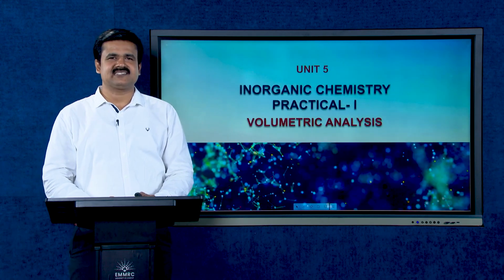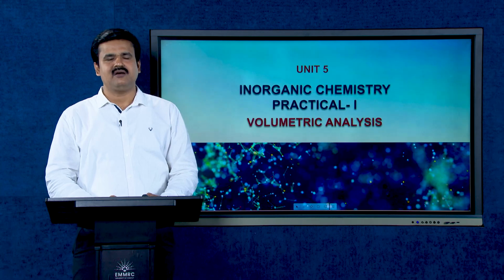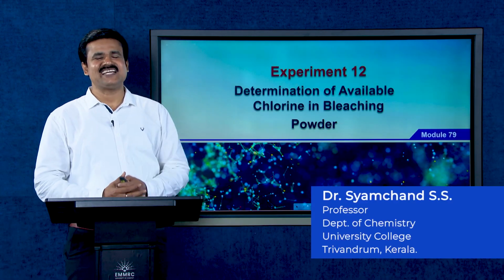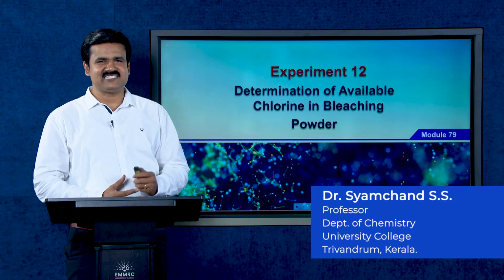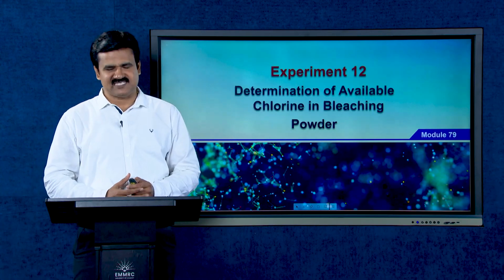Welcome dear learners. We are continuing Unit 5 Inorganic Chemistry Practical 1 Volumetric Analysis. In the present module we are discussing experiment number 12, that is determination of available chlorine in bleaching powder.